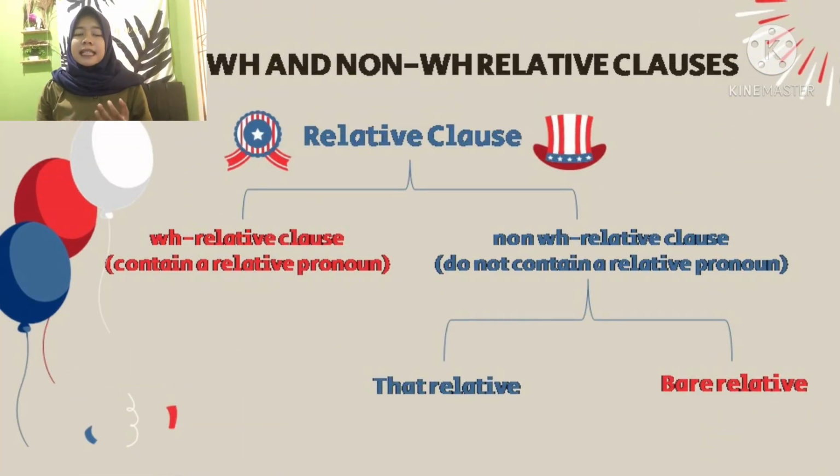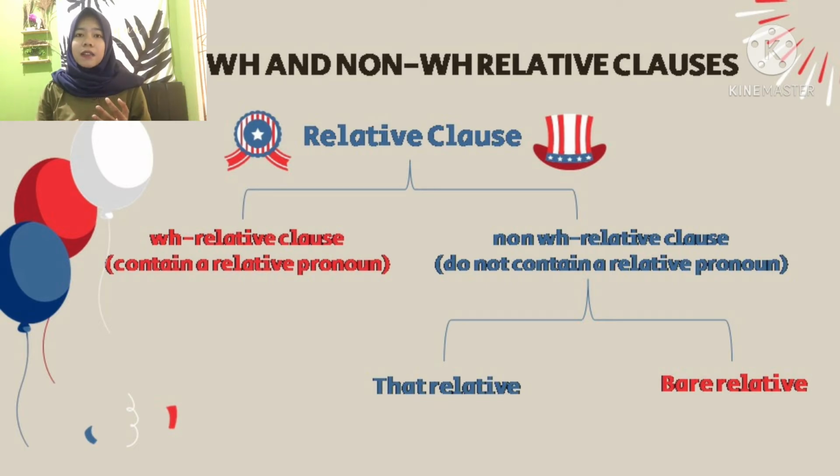Now, we will discuss WH and non-WH relative clauses. There are two kinds of relative clause here. The first is the WH relative clause. WH relative clauses essentially contain a relative pronoun like who or which that expresses an anaphoric relation to the modified head noun.